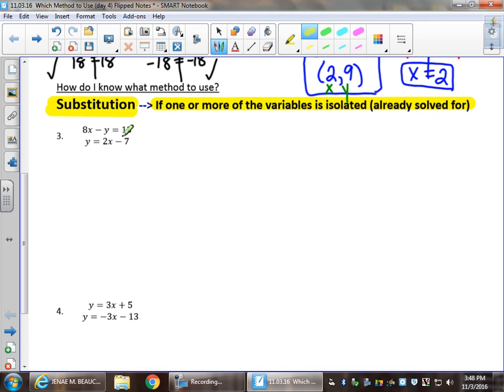Here, if I look at number 3, notice I am given a system where one of my equations is already solved for y. Right away, that tells me, oh, I should use substitution. So let's get our titles. Solve, first sub, second sub.